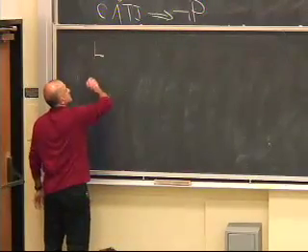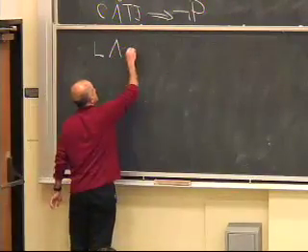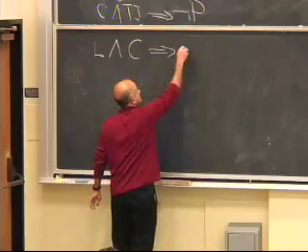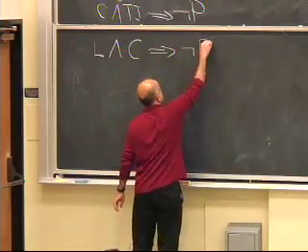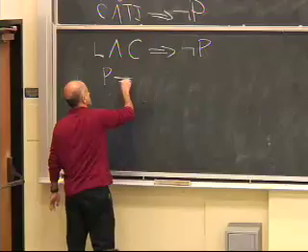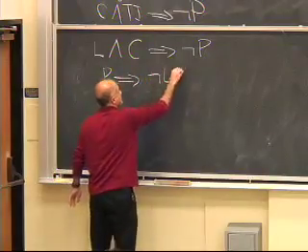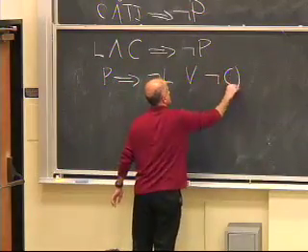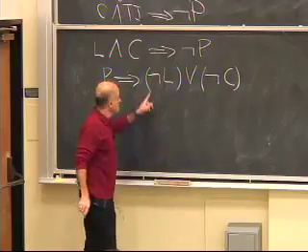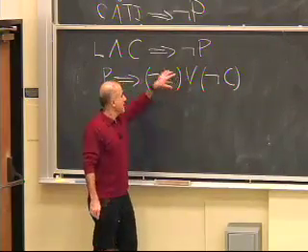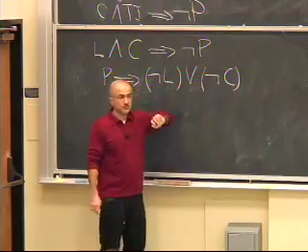Same relation. Linear and causal implies P. So P implies not linear or not causal. Okay? For this statement to be true, at least one of these two must be true.